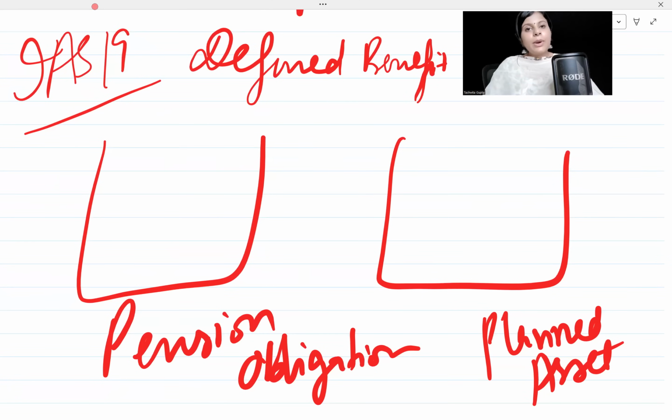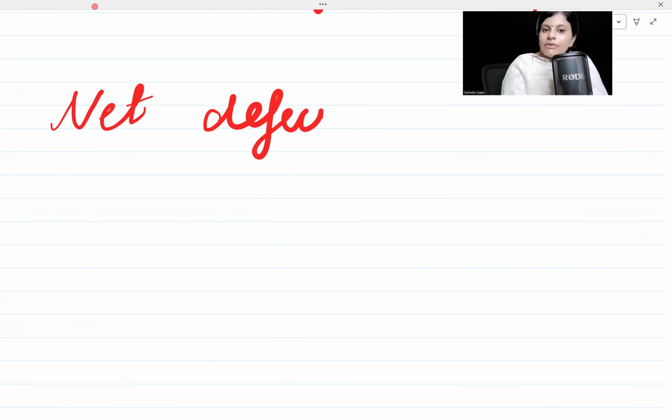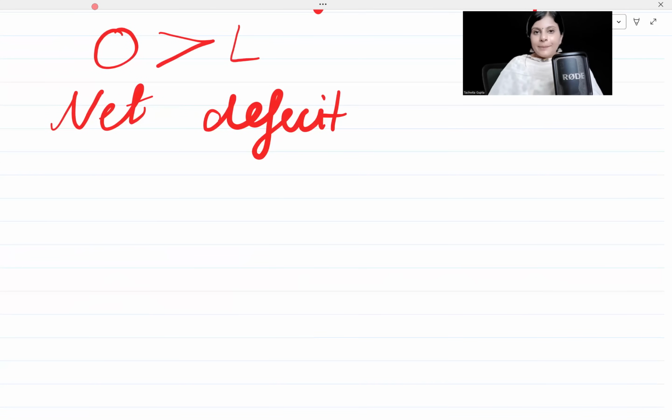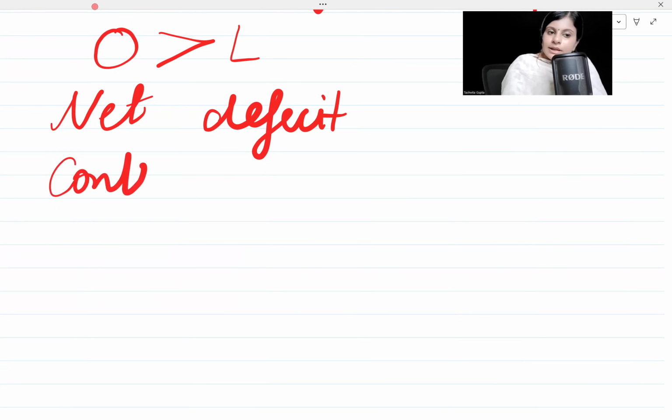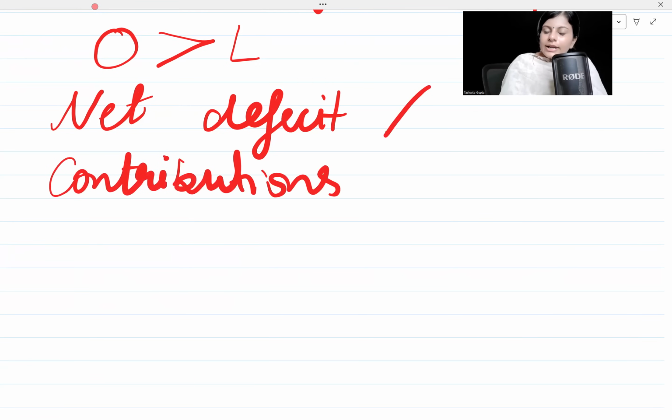There is one format to it and you're done with the chapter. That one format says that you first calculate the fair value of plan asset and present value of pension obligation. That gives you the opening net deficit or surplus. So let's take a situation of net deficit, where my obligation is greater than the asset. In this, if you make any contributions to the plan, this is your net deficit.